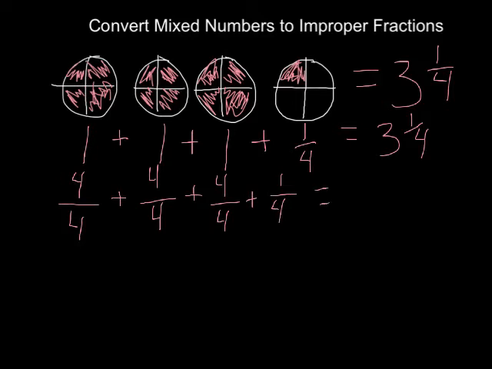Well, now we also know that if we have common denominators, our denominator stays the same, and we can add straight across. So we have 4 plus 4 plus 4 plus 1, and that would be 13. So now we know that we have 13 1/4 pieces of pizza left, and we could arrange them in a way that makes 3 whole pizzas and 1/4 left.